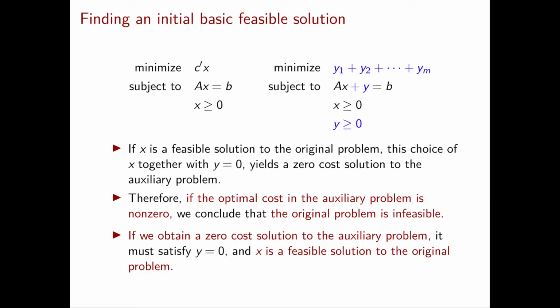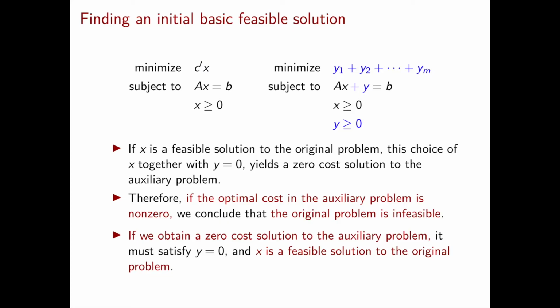Now let's discuss the connection between these two problems. The key observation here is that if the original problem has a feasible solution, let's call it x, then the same x together with y equal to 0 gives us a vector that not only is feasible to the auxiliary problem, but it also has 0 cost.